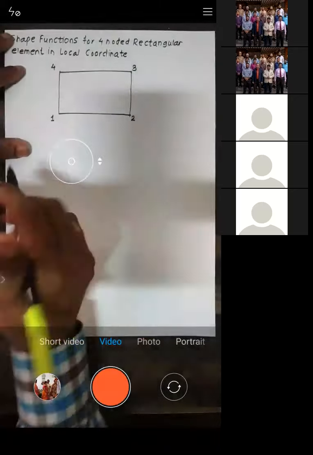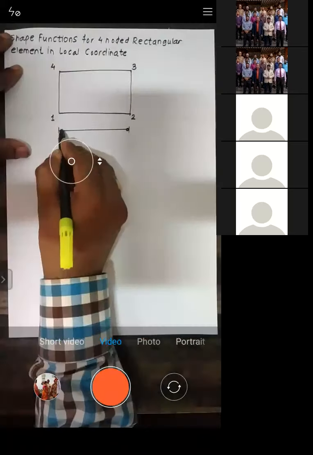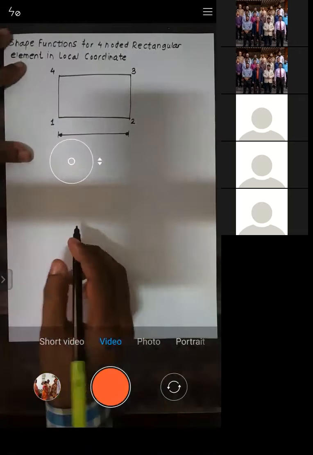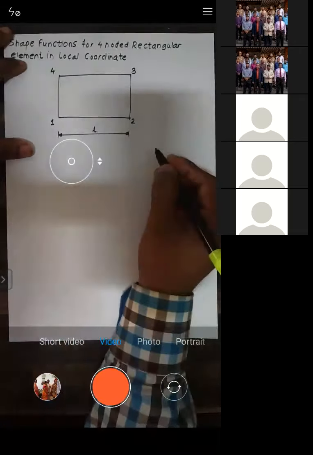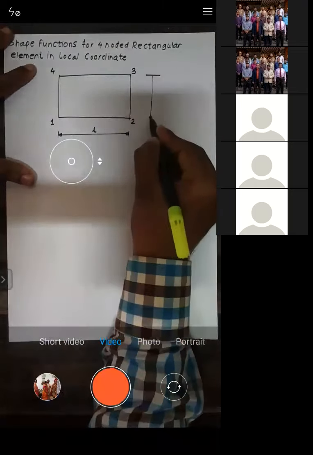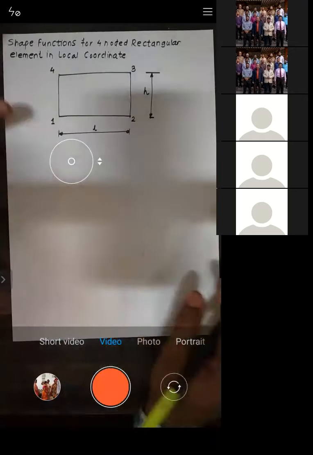As this is a rectangle, obviously you'll have some size, or some dimensions for this particular side. We will call this dimension L. And obviously it will have some height, we will call it H. Is it okay? Yes or no? It is H.